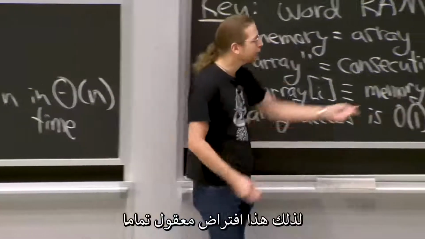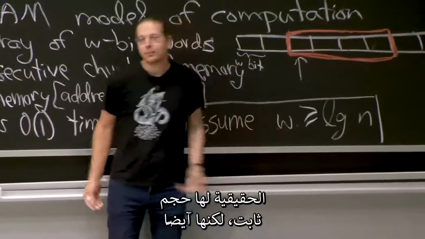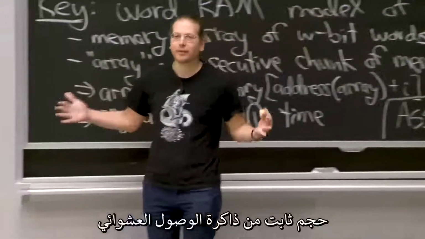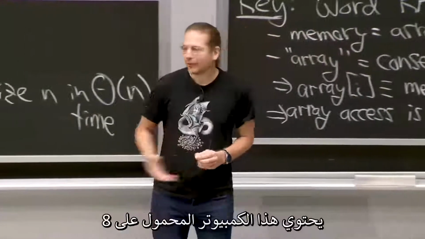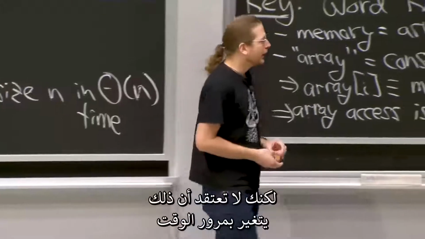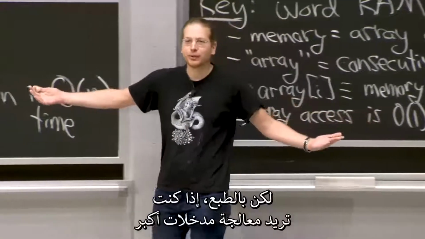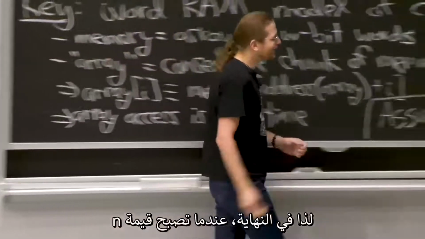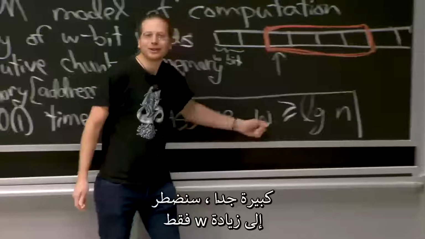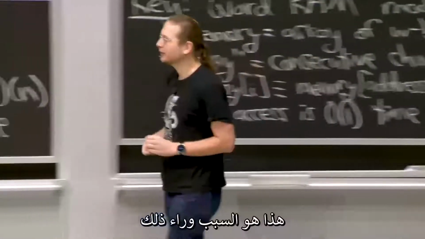So this is a totally reasonable assumption. It may seem weird, because you think of a real machine as having constant size. But a real machine has constant size RAM also. My machine has 24 gigs of RAM or whatever. That laptop has 8. But you don't think of that as changing over time. But of course, if you wanted to process a larger input, you would buy more RAM. So eventually, when our n's get really, really big, we're going to have to increase w just so we can address that RAM. That's the intuition here.